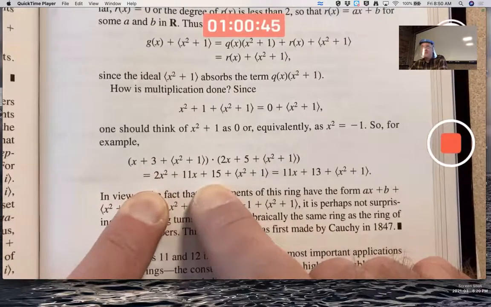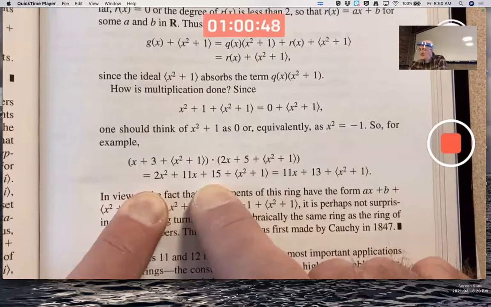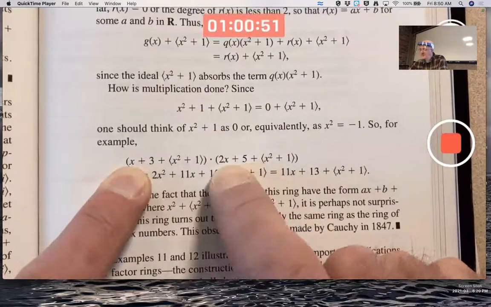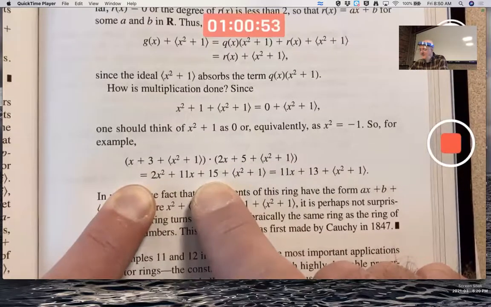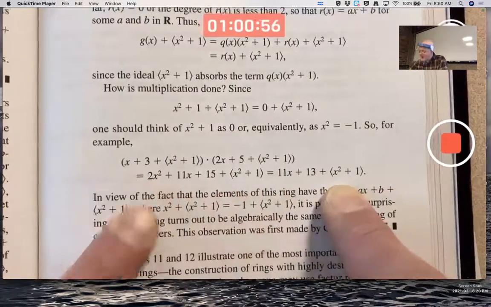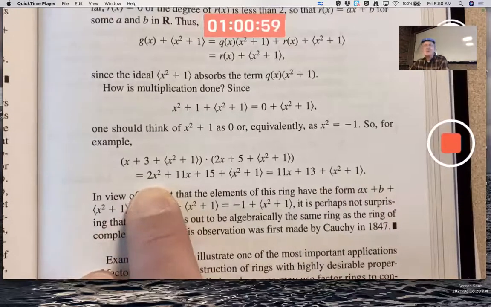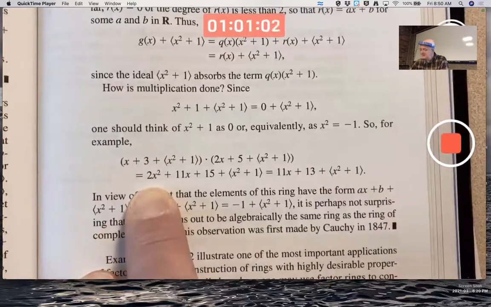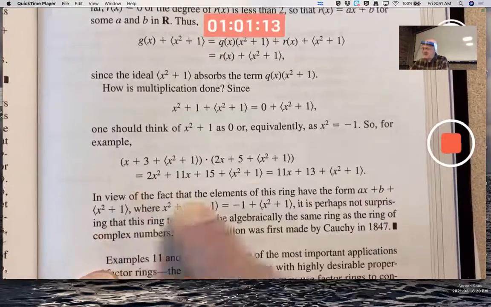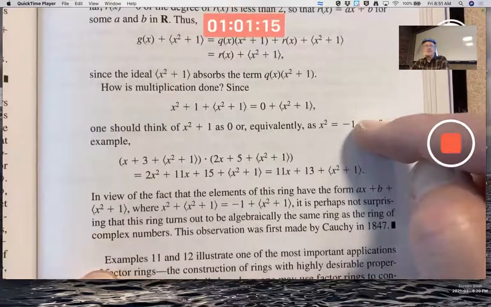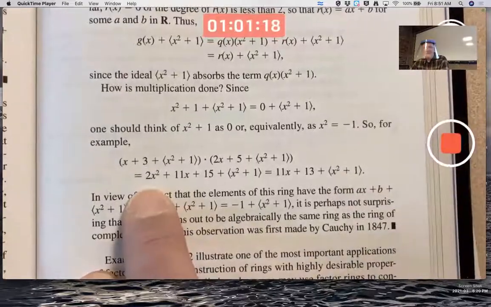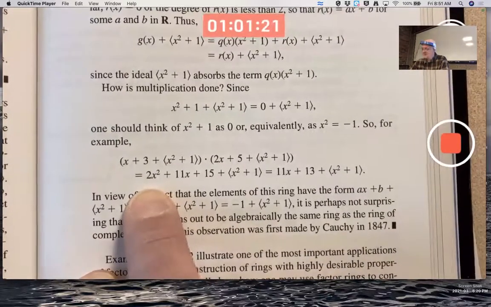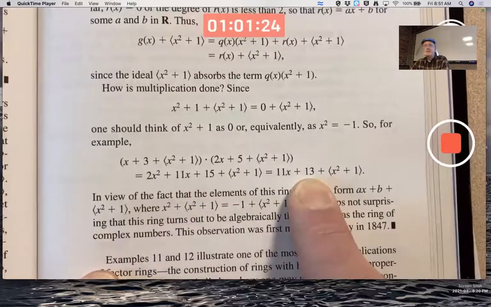Check it in your mind for a few seconds here. X times 2x is 2x squared. 5 times x plus 6 times x is 11x. And then 3 times 5 is 15. But then we can simplify to this. Why? Replace the x squared with -1. That's how. Seems really confusing because when would we ever replace a variable squared with a number? Well, we do in this factor ring. If you replace x squared there with -1, you get -2. -2 plus 15 is 13. Done.